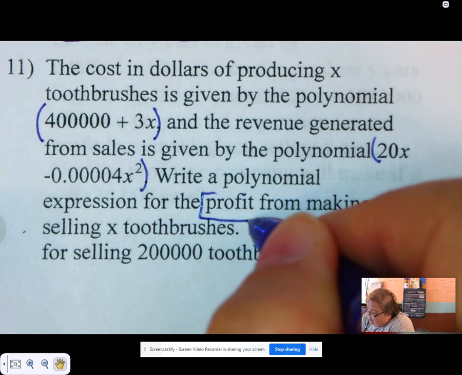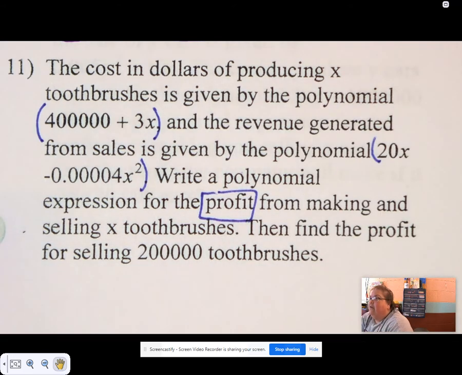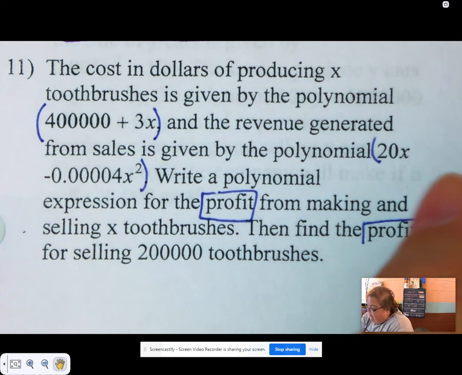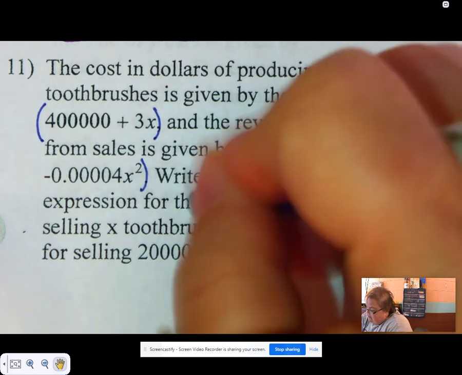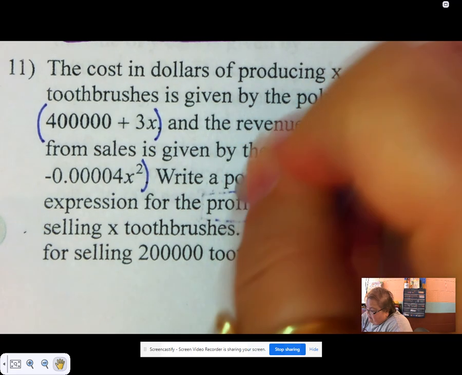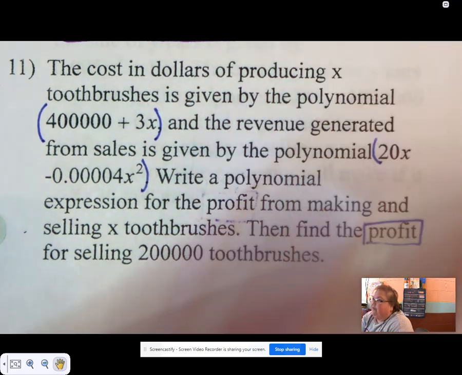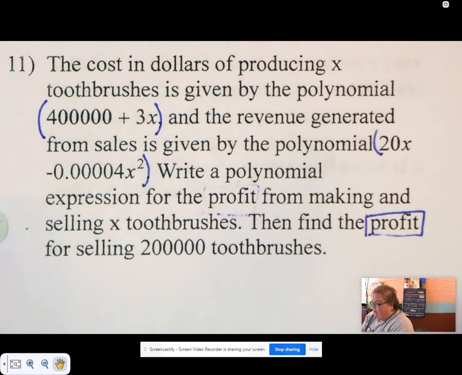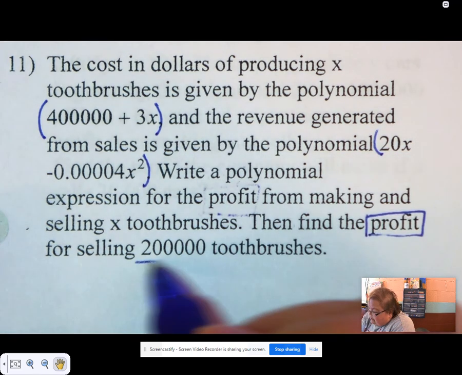Write a polynomial expression for the profit. This is the clue word. From making and selling that many toothbrushes. Find the profit. And you just box that instead of this. Either way, you're finding profit. So find the profit of selling this many toothbrushes, 200,000 toothbrushes.